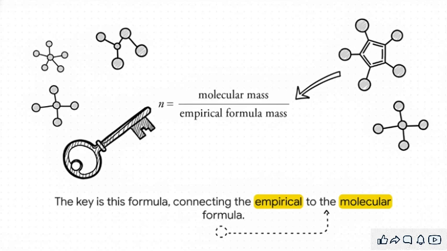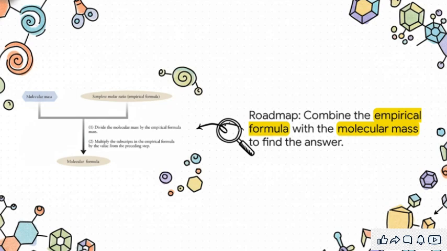simple ratio by. So this roadmap shows exactly how it all comes together. We take our two big clues, the empirical formula and the molecular mass, we combine them with that one simple division step, and it points us straight to the final answer, the true molecular formula.